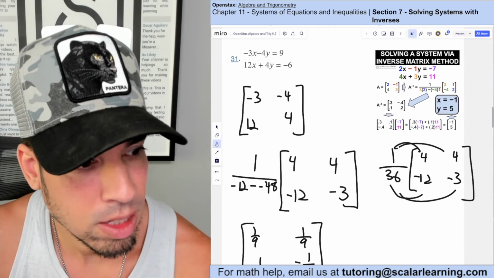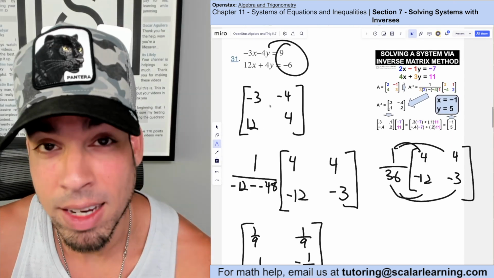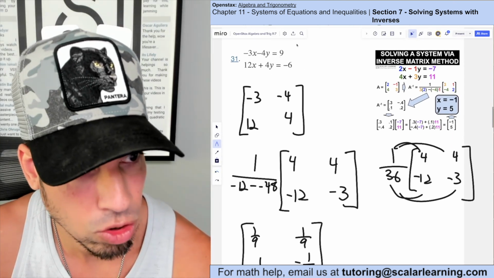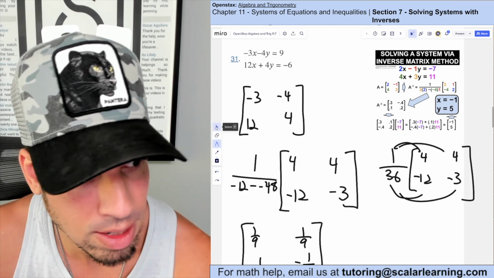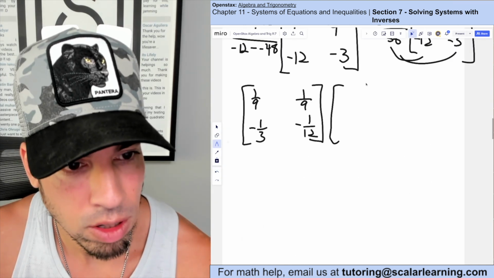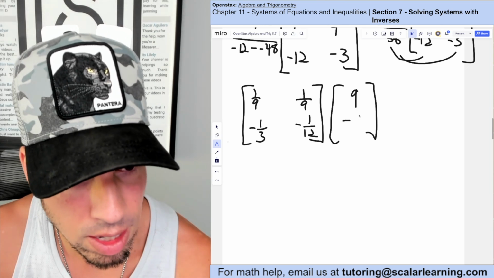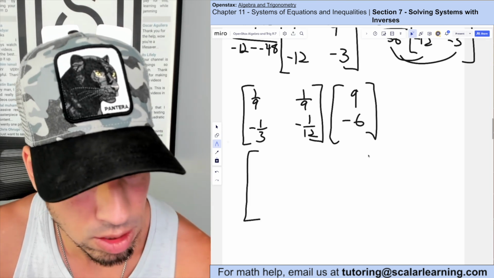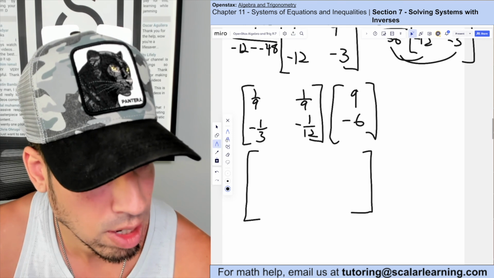Okay, last but not least, we have to take that inverse and multiply it against this matrix of the answers, of the constants on the other side, 9 and -6. So we're going to write that out top to bottom, 9, -6, and then we're going to multiply these two matrices to get our answer. So let's do that, and we'll color code it.